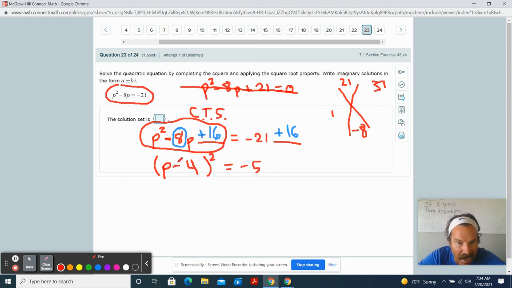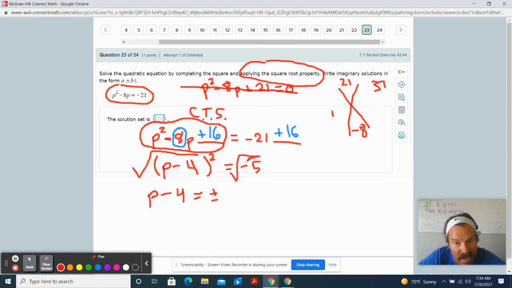Okay, now I have something squared. Now I can apply the square root property. I can square root both sides because I have something squared. The square and the square root are going to go away on the left-hand side. I'm just going to have p minus 4. What do you have to remember when you have a square root on the right-hand side? Yes, that's right, plus or minus. And now I have the square root of a negative, so an i is going to come out. And I can't take the square root of 5, so I'm just going to leave it as the square root of 5. So this is going to be an imaginary solution.